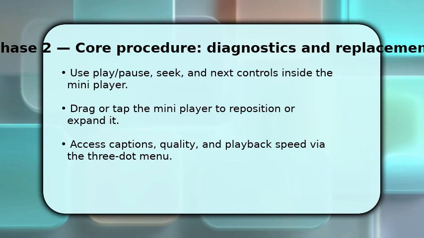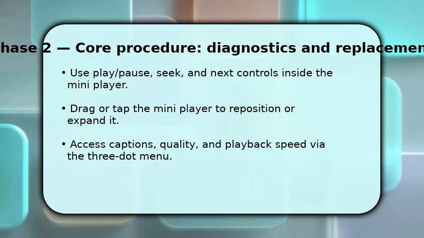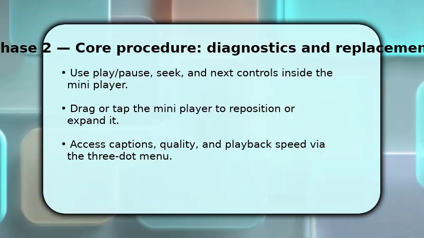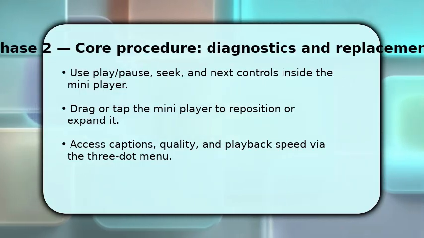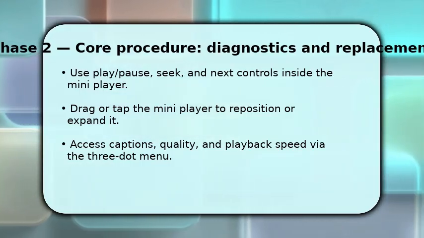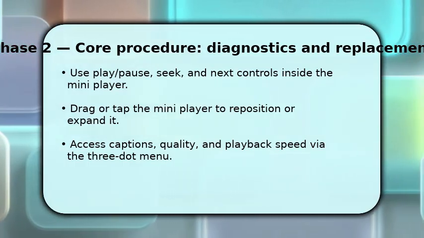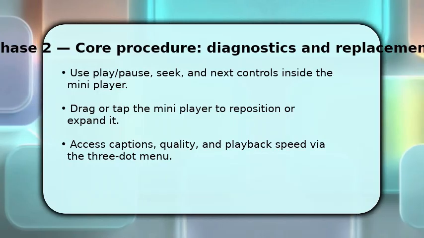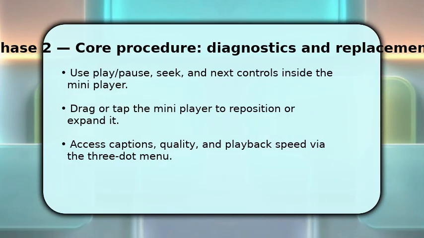Now focus on control and positioning. You can pause, seek, or skip within the mini player. These controls mirror the main player so you don't lose functionality. Tap the mini player to expand it back to full screen or drag it to a corner to keep it out of the way. On some devices, you can also swipe it off screen to dismiss. Make sure to open the three-dot menu for captions, quality, or playback speed settings when you need them.